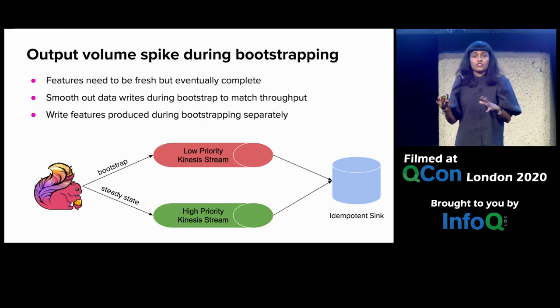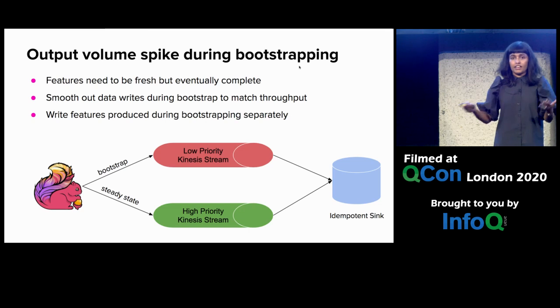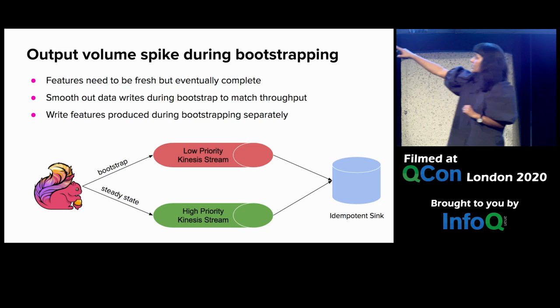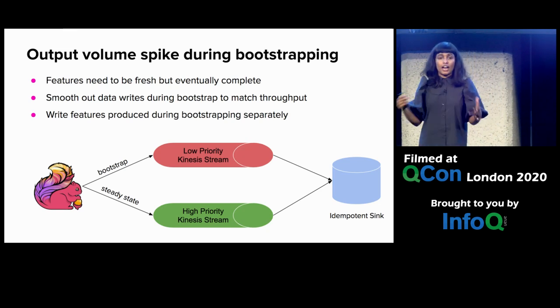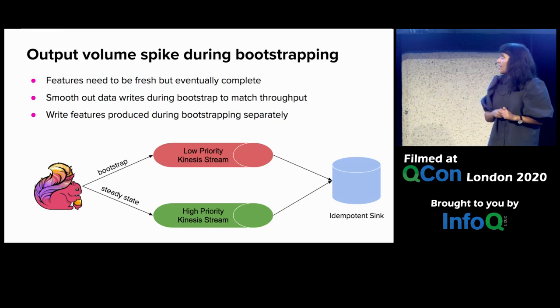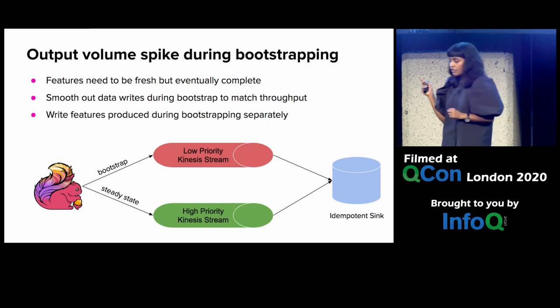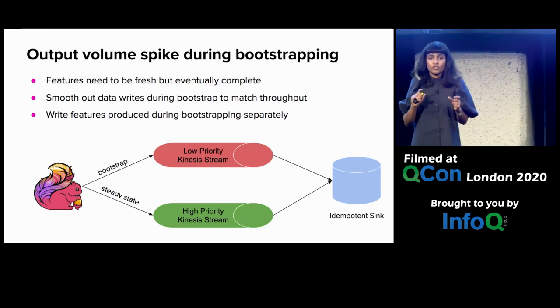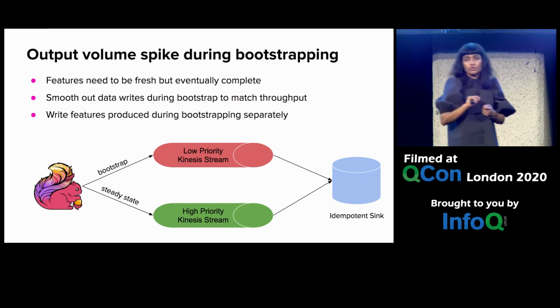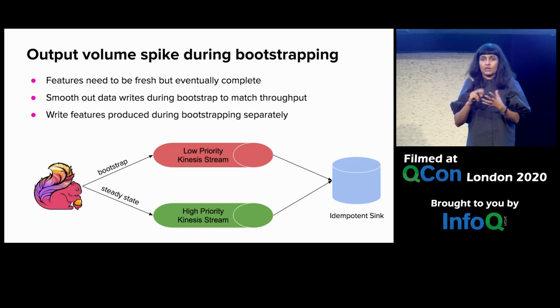So now our sinks do not have to be over-provisioned to handle that throughput because they are just receiving results at one rate. And the results produced during steady state go through a high priority Kinesis, and they are written to an idempotent sink. And it's important for the sink to be idempotent because there are two different sources now writing data to it. So you need a way to make sure the sink knows how to deduplicate that.